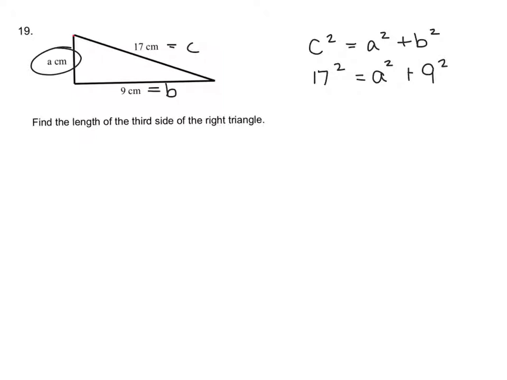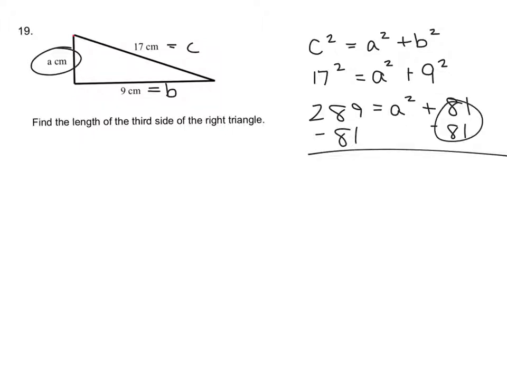Now to solve this, we're first going to apply the exponents. 17 squared is 289. 9 squared is 81. Next, we want to isolate the a squared term by subtracting 81 from both sides. 289 minus 81 is 208, and that equals a squared. Now we want to get rid of the exponent of 2 that's attached to the a, so we'll take the square root of both sides.